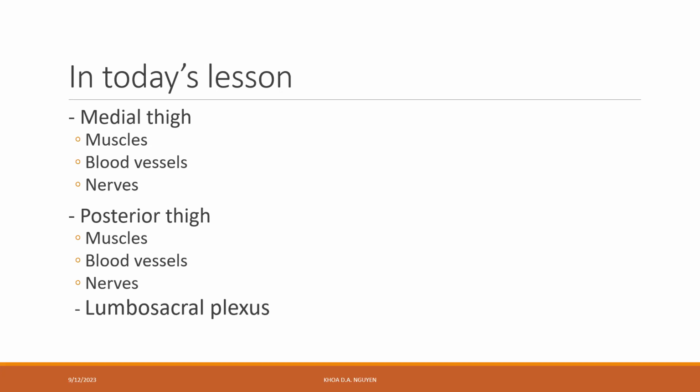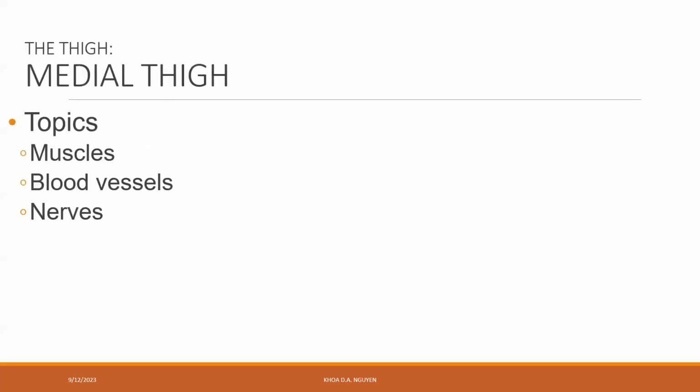And then we shall talk about this very important plexus that, just like the brachial plexus in the upper limb, is going to supply all of the muscles and cutaneous innervation of the lower limb. And this plexus is called the lumbosacral plexus. Okay, and so let's go on and talk about the medial thigh now.